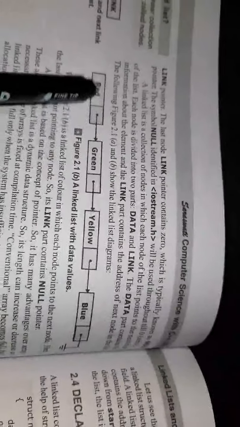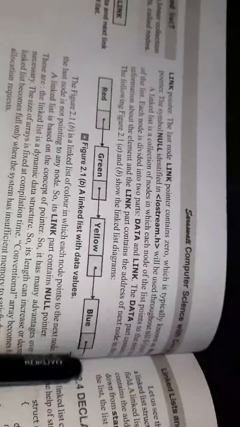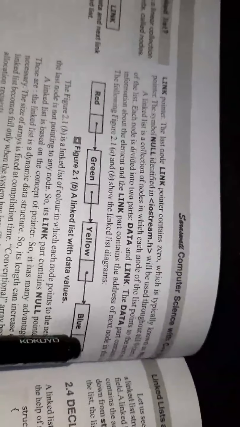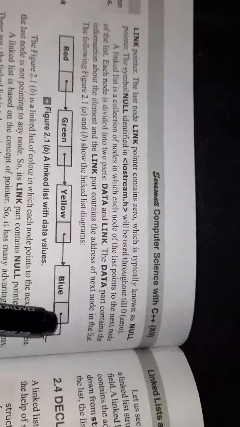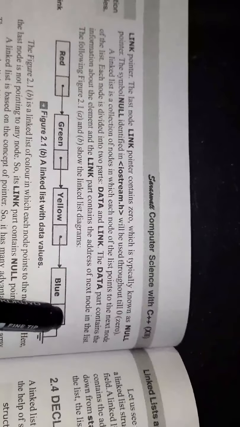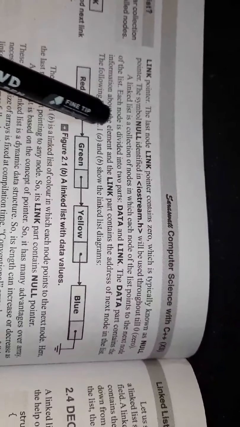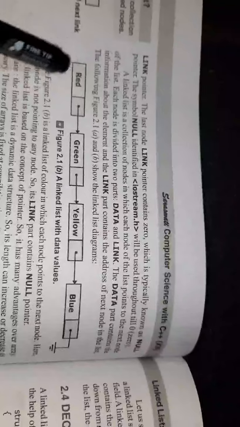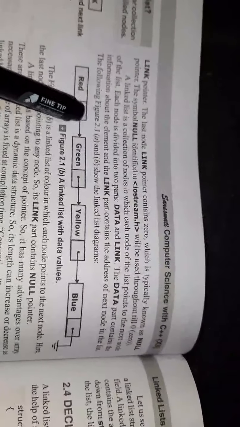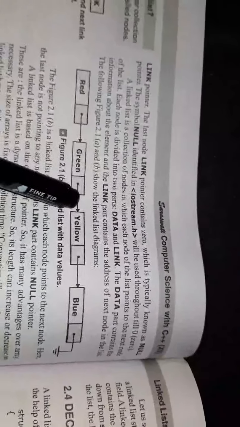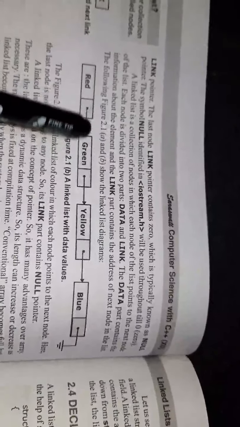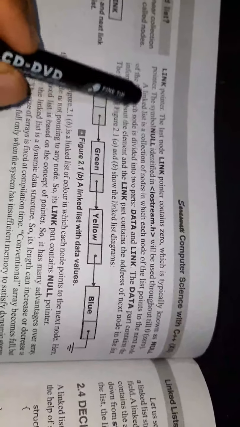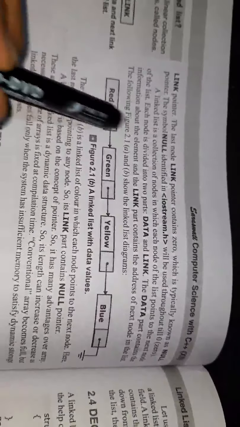You can see that after blue there is no more data to be entered. So here the last link will contain what is called a null value, or it contains zero value, because it does not point to any other address. And a linked list always starts with the head node, and the head node should have the address of the next node. So that's how you link the data in a linked list. It is a must to have the first node, the head node, or the start node.